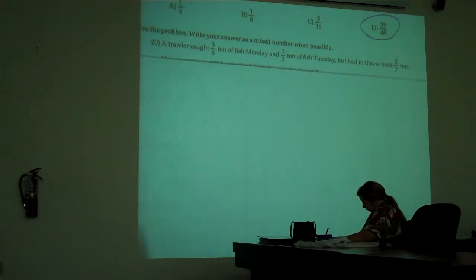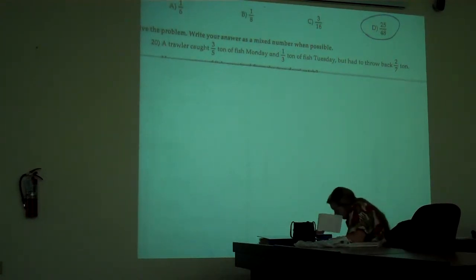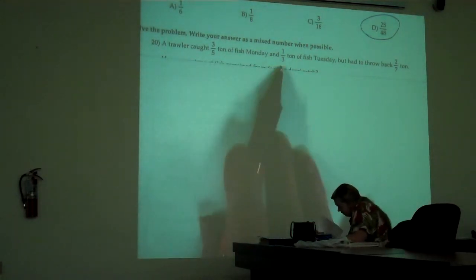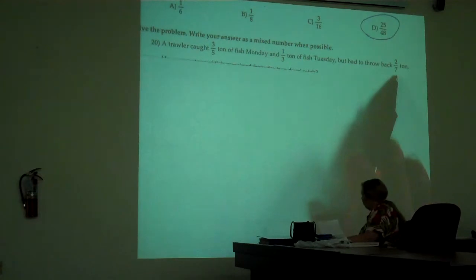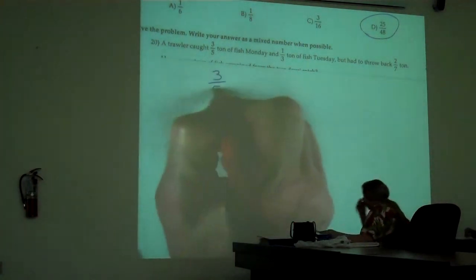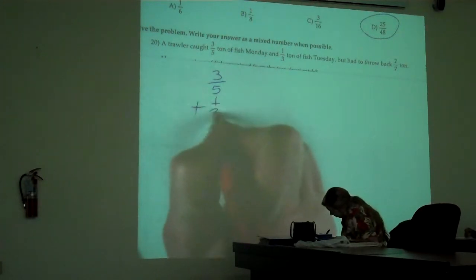So what are we gonna do with those numbers? We're gonna find common denominators for 3/5 and 1/3, and then we're going to add them together and then subtract 2/7 from that, right? So first we're gonna add 3/5 plus 1/3.